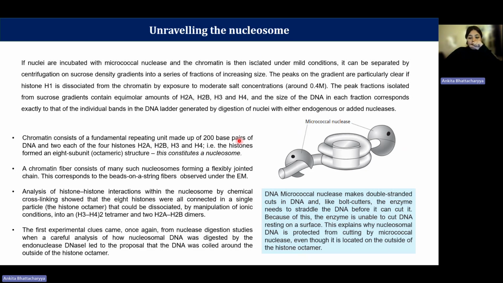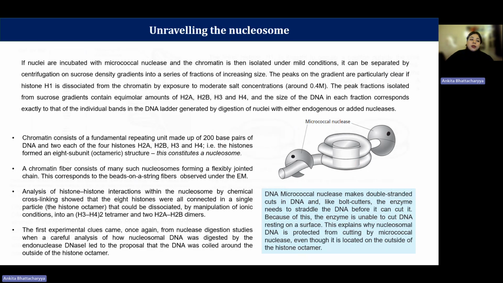Now, while MNase is able to make double-stranded cuts in DNA, it needs to straddle the DNA, it needs to sit on the DNA and then make the cut. Therefore, the enzyme is not able to cut DNA which is resting on a surface, which explains why nucleosomal DNA is protected from MNase digestion, even if it is located on the outside of the octamer.